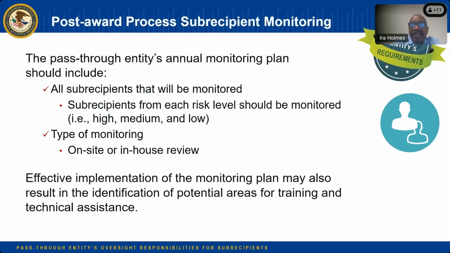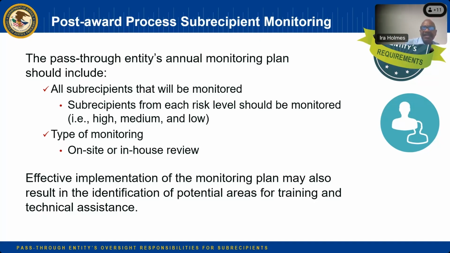You must develop an annual monitoring plan, and all subrecipients that will be monitored should be included in the monitoring plan. One thing I want to say, subrecipients from each risk level should be monitored. In other words, like when I had the little risk table there and we had high, medium, and low risk, you're not just monitoring the high-risk subrecipients, but all of them. Type of monitoring that you're going to engage in, again, the risk assessment will tell you how in-depth the monitoring will be. So whether you do on-site monitoring or in-depth review, we call it desk review monitoring.